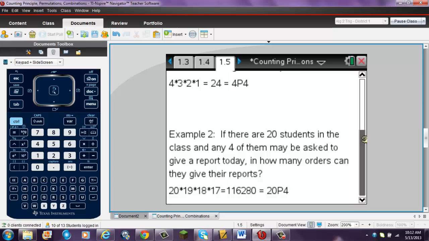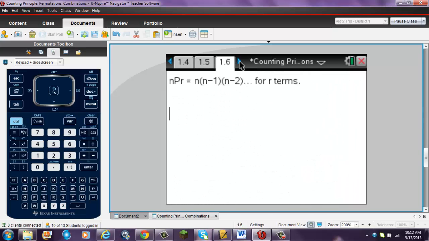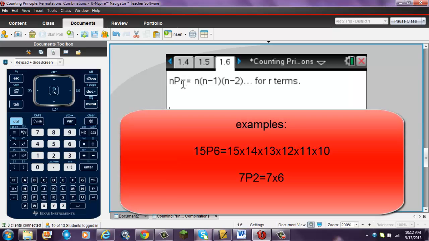Now, in those two cases, there's no repetition. On page 1.6, there is, first of all, the definition of a permutation. You start with the top number, say 20 in that last example, and then keep subtracting 1 until you've gone through that many terms. So 20P4 is 20 times 19 times 18 times 17 for 4 numbers.